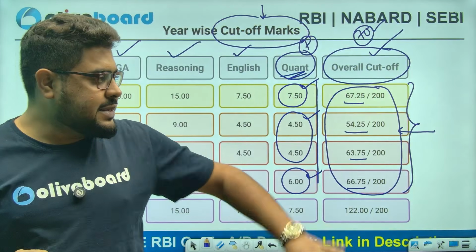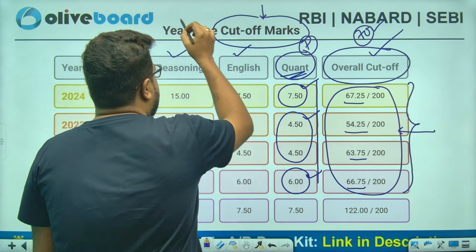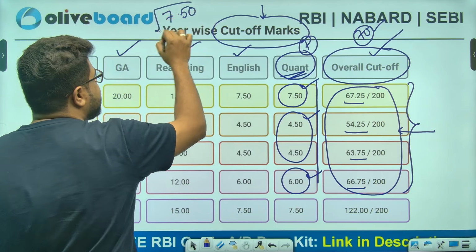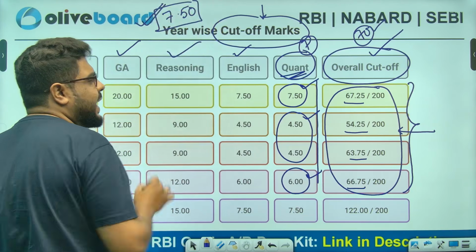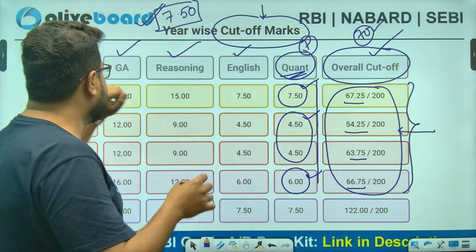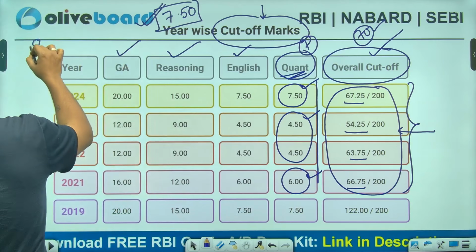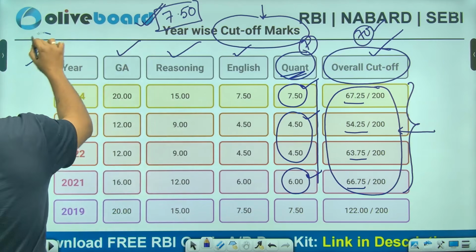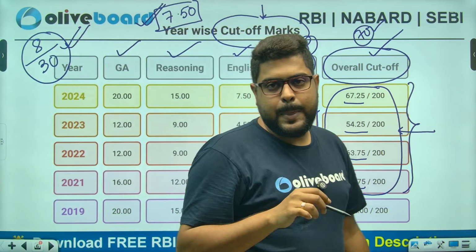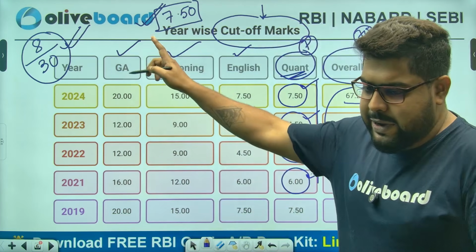Now, having said that, in the last 5 years, the cutoff was at most 7.5. So let's take 8 questions. Meaning out of 30, the point I'm trying to make is that this is the minimum, you have to score 8 out of 30, right?